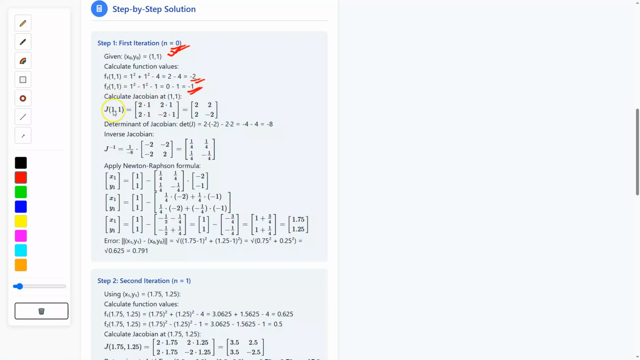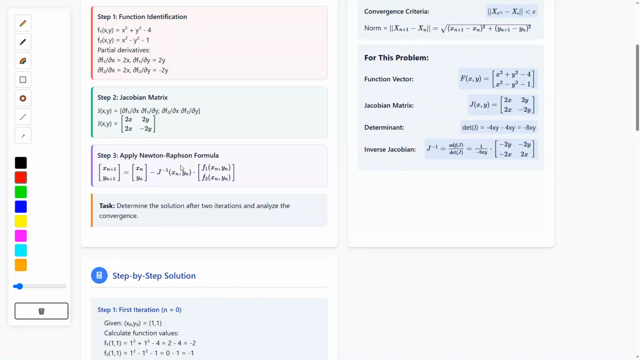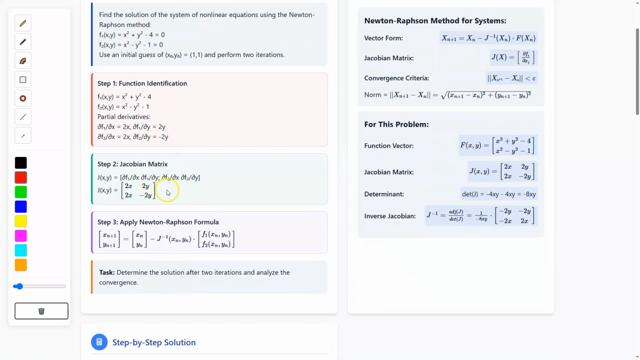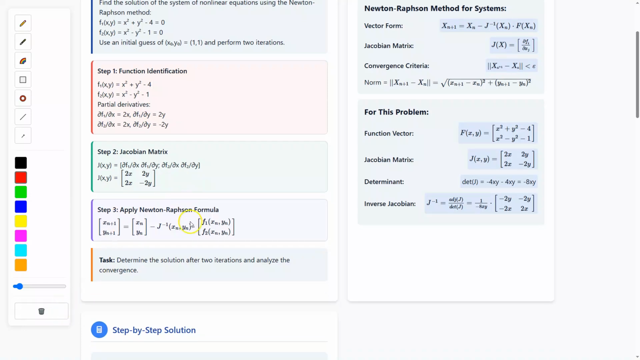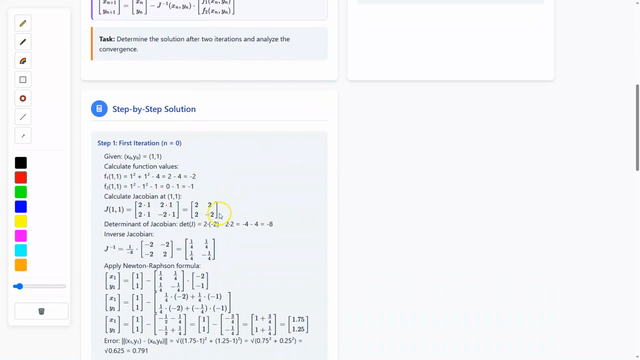So the Jacobian J(1, 1): if I plug in x equal to 1 and y equal to 1 into the matrix, we get 2, 2, 2, minus 2. And then if I find the determinant of the Jacobian, that is minus 8. After that, we have to find the inverse of the Jacobian.